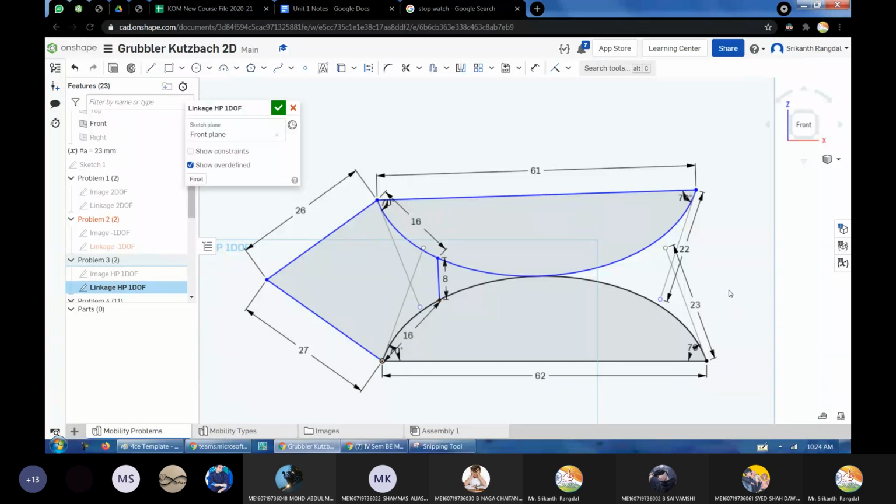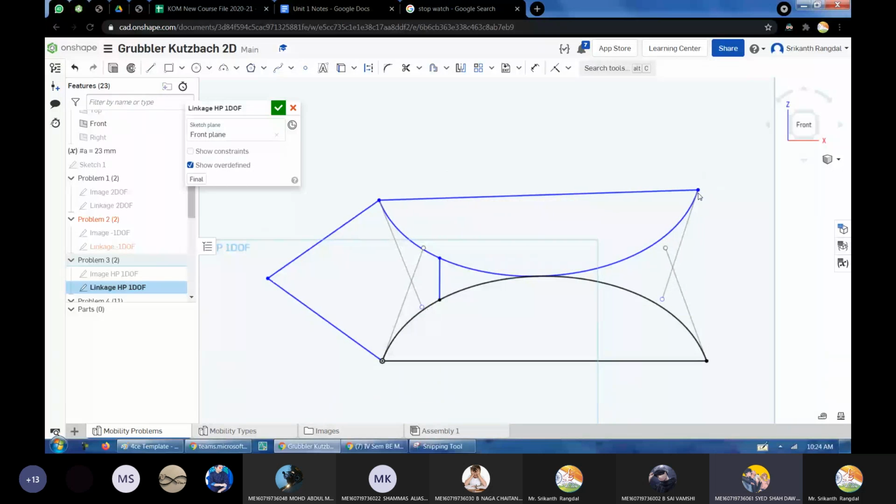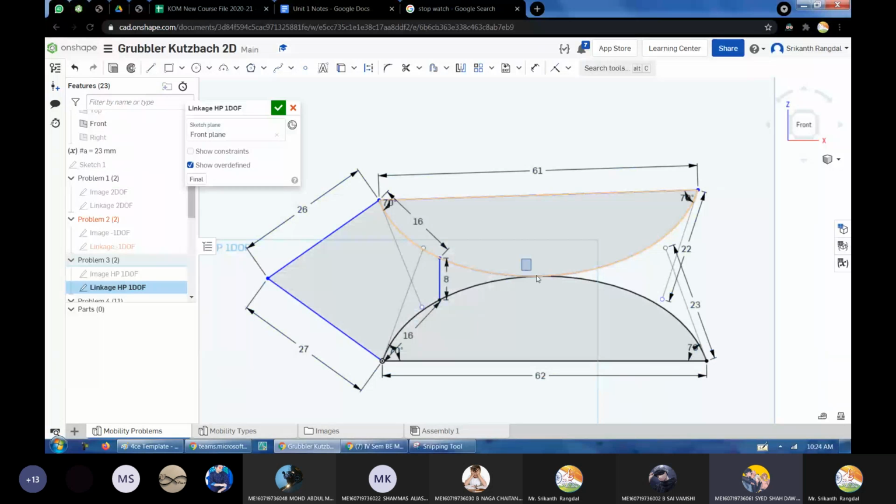Lastly, how many higher pairs are there? How many half joints are there? One half joint. Yes, there is only one place where there is point contact, and it lies within the square that I have drawn here. Inside this square, at this point, there is tangency maintained. So that is the only place where there is a point contact.